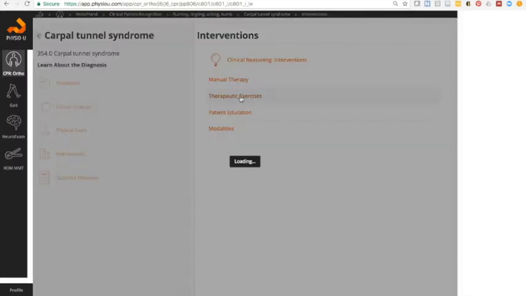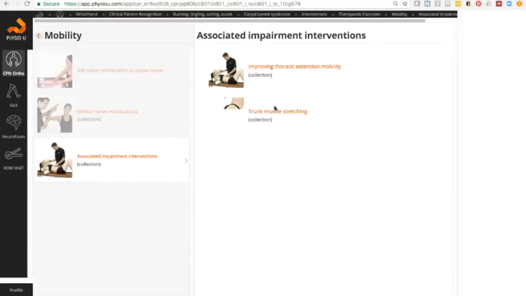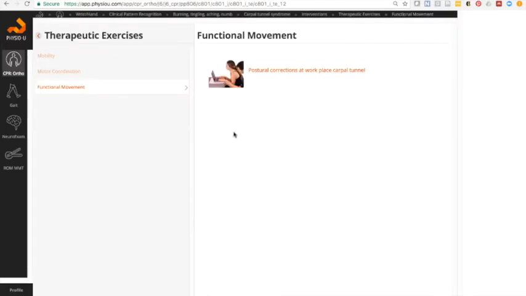And when it comes to therapeutic exercises, you'll see that improving mobility at the carpal tunnel, allowing the patient to do that for themselves, using some median nerve mobilizations, and continuing to improve their thoracic mobility and their thoracic muscle length will help the patient to have a better base, a better posture in which to function. In terms of functional movement, it's wise to help patients find better postures that place the carpal tunnel in a more neutral position.